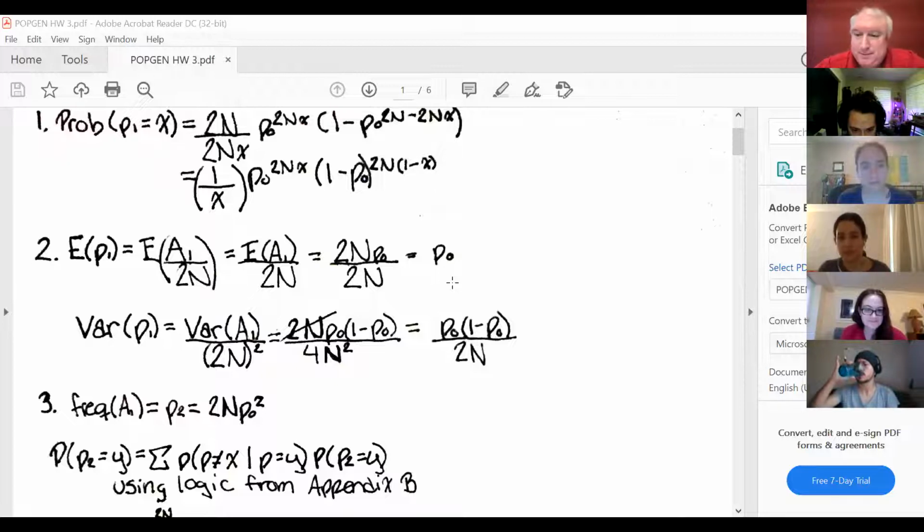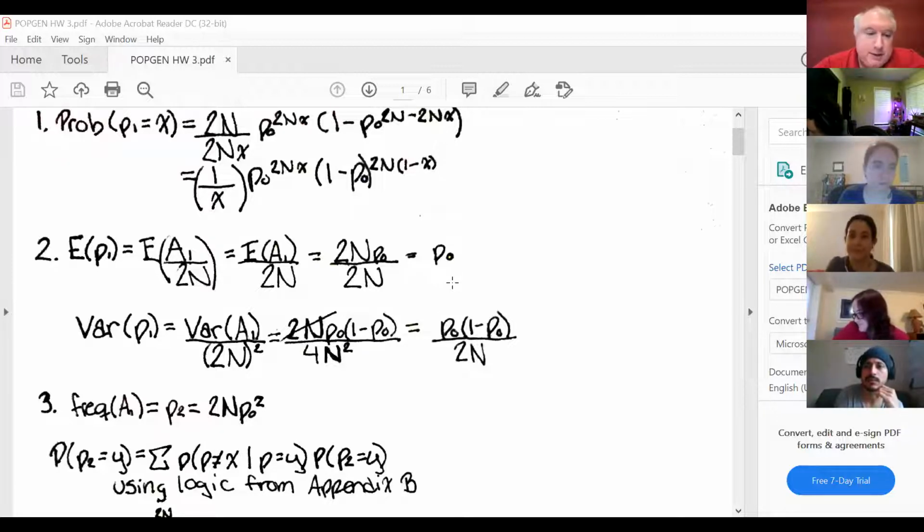Couldn't be any better. You do the exact same thing with the variance. We're looking for the variance of some random variable P1, which is equal to A1 over 2n. You pulled out the 2n in your head and remembered to square it. And that was brilliant. And then you said the variance of A was 2n times P0 times 1 minus P0. Fabulous. Cancel some stuff. Great. Absolutely perfect.